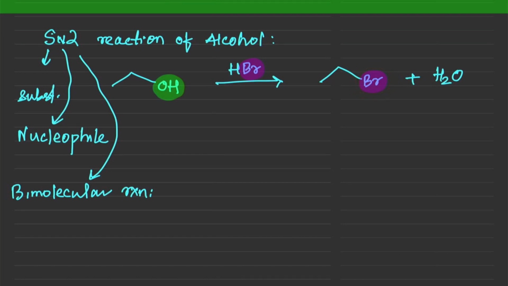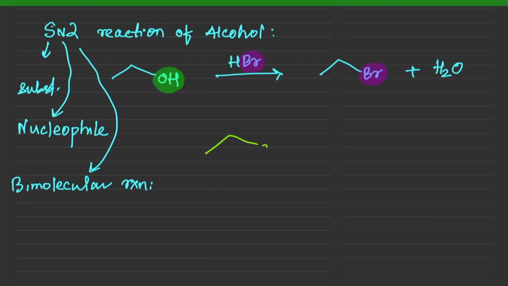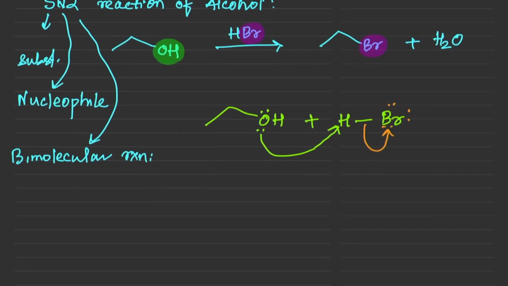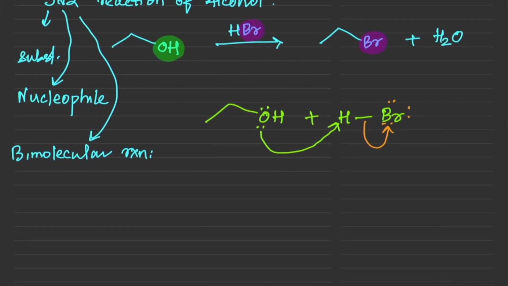So let's look at the mechanism, how exactly it is happening. You have an alcohol, OH, which has a lone pair, and then we have HBr. The lone pair on oxygen will attract the proton from HBr, and because Br is electronegative, it will take the two bonded electrons towards itself, and as a result you will create something like this, plus Br minus.